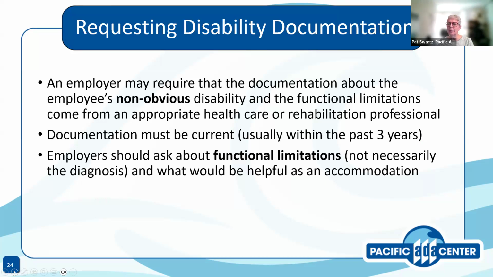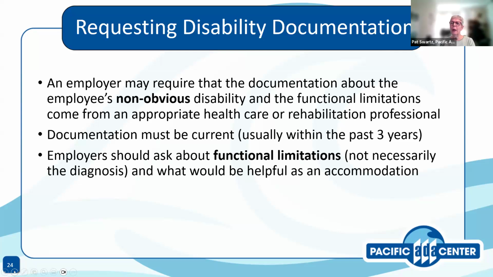Requesting disability documentation. An employer may require that the documentation about the employee's non-obvious disability and the functional limitations come from an appropriate healthcare or rehabilitation professional. You can't ask for an accommodation unless you disclose your disability. And then that documentation needs to come from a healthcare professional, doctor, therapist, an appropriate healthcare professional. And the documentation needs to be current, usually within the past 3 years.